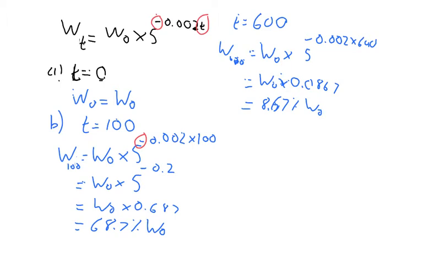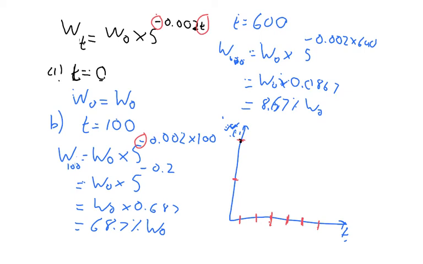Now, from there, we can graph this. Graphing is not too bad, because we've got time. Time is our independent variable, so time will be on our x-axis, and we've got weight on our y. Now, use a scale: we've got 100, 200, 300, 400, 500, 600, so it's years, and we've got percentage, we've got 100%, 50%, and so on. So our initial weight was 100.